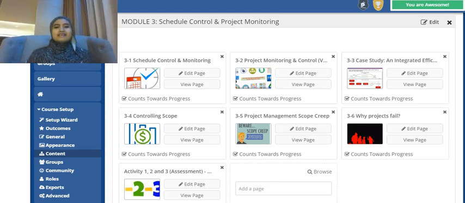Hi, another module to be viewed, which is Module 3, Schedule Control and Project Monitoring. This is the most important module after project planning and project scheduling. This is the time when the project team needs to ensure whatever they have planned, whatever they have scheduled, should be put properly in place to ensure the project can be finished on time within allocated budget.